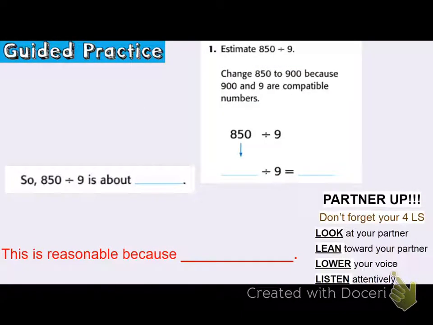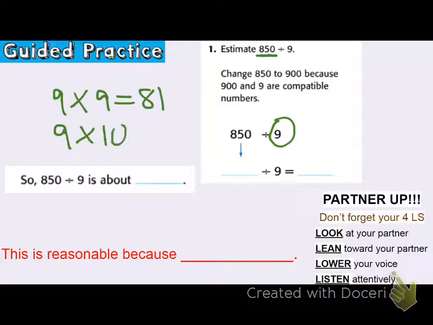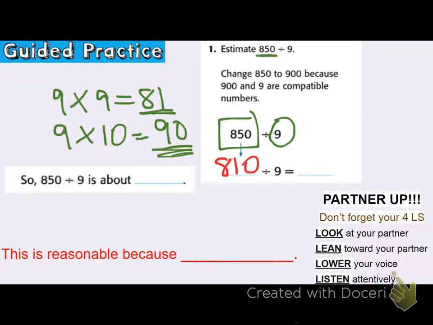Let's try guided practice. Estimate 850 divided by 9. Well, step 1 is estimate. What am I going to estimate 850 to? Well, I know my multiples of 9. I know that 9 times 9 is 81. I also know that 9 times 10 is 90. So do I want to estimate it to 900 or 810? Well, I'm going to choose 810 because it's closer.